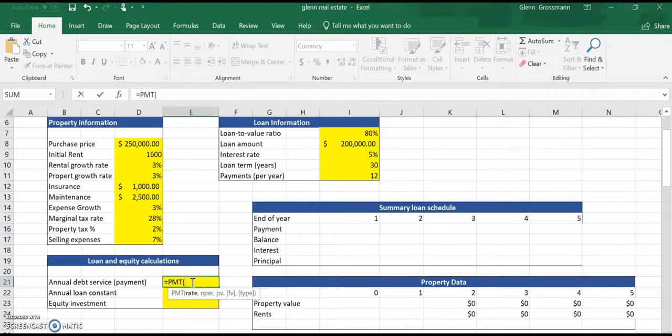Okay, now that we have the payment function set up, we're going to take our interest rate, which is 5%, divided by our payments per year. Okay, and we're going to take our loan terms and then multiply that by our payments per year. And we're going to reference our loan amount, 200,000. Close that out, and then we're going to multiply by 12.